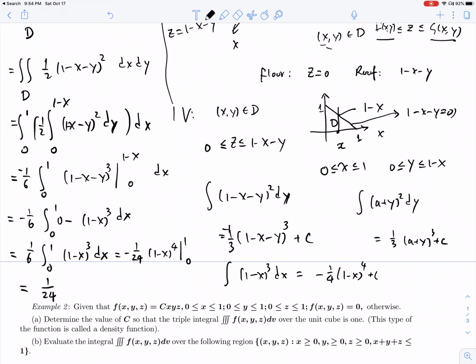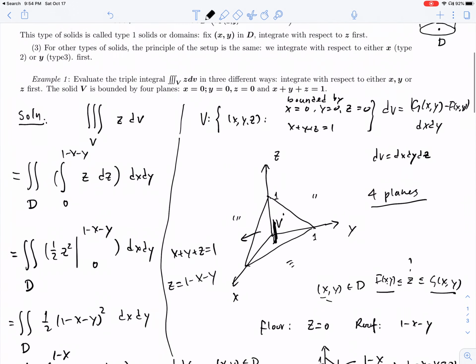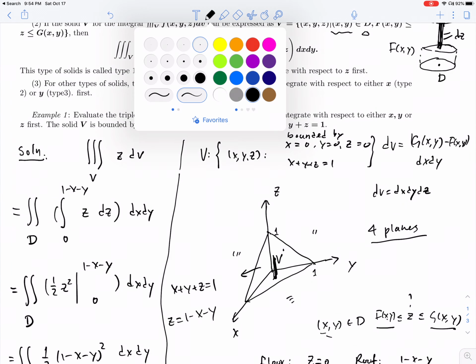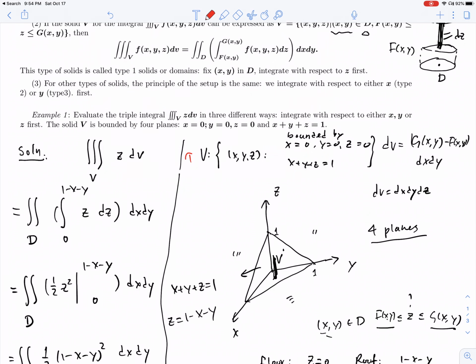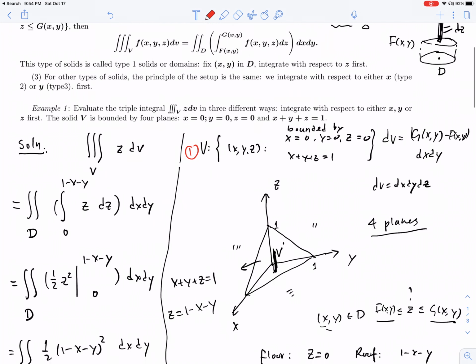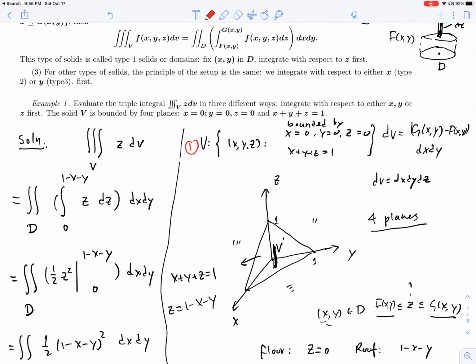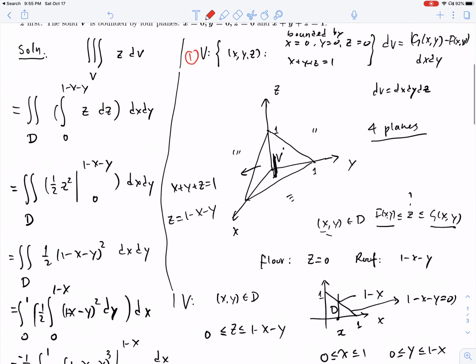So let's briefly go over this process and try to see how we have solved this problem, and also try to identify where the potential difficulties are. First of all, number 1, we need to sketch the diagram. We sketch the diagrams of 4 planes, and then we identify V. This part is really crucial, and then we identify which variable to integrate first. And this is type 1.